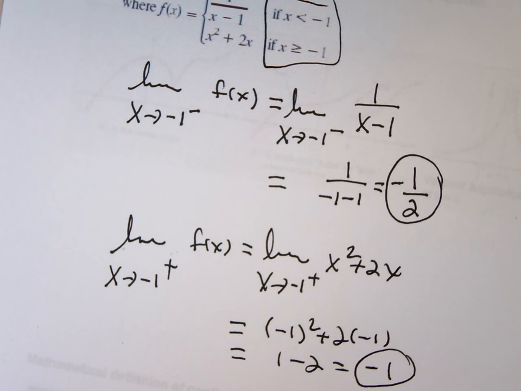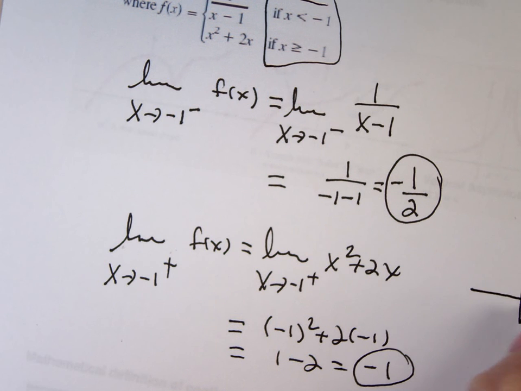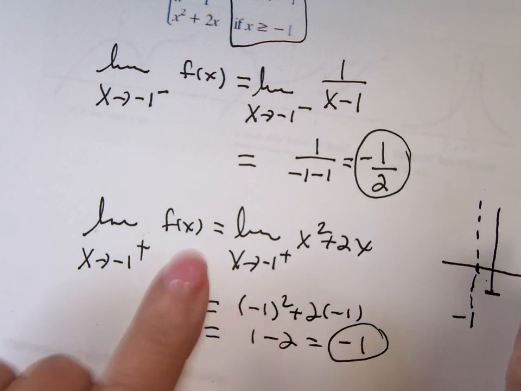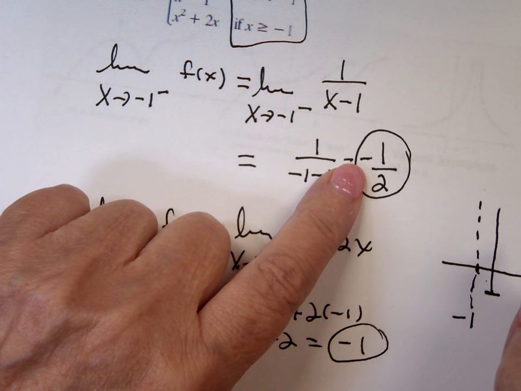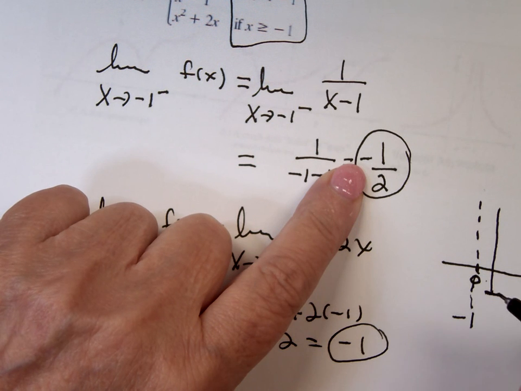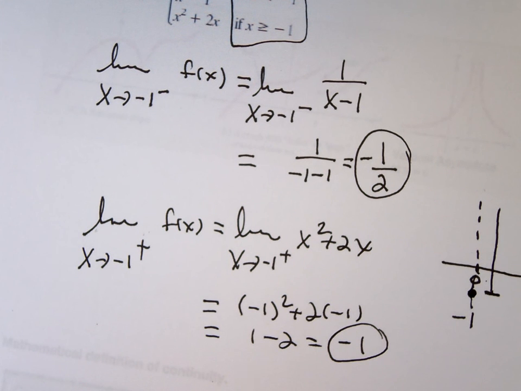What do you know is happening at x equal negative 1? What's happening there? If I were to draw a graph, what would I see at x equal negative 1? Remember, what's the limit? The limit is what value? The y value. So if I were to look at x equal negative 1, the y value from the left is negative 1 half, not including. From the right is negative 1, including. So what's there?